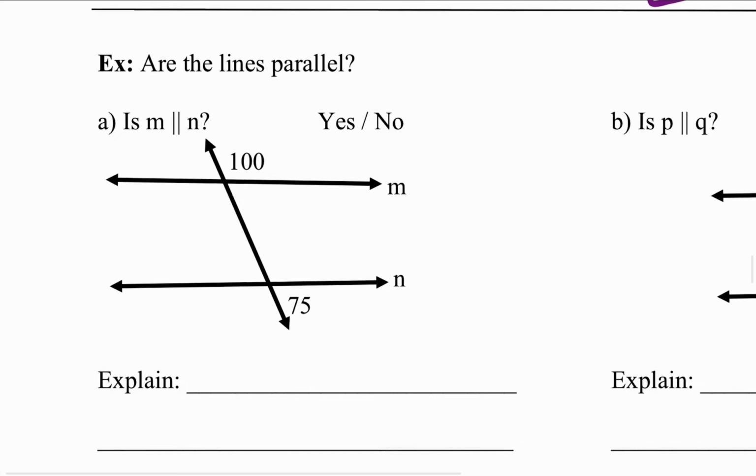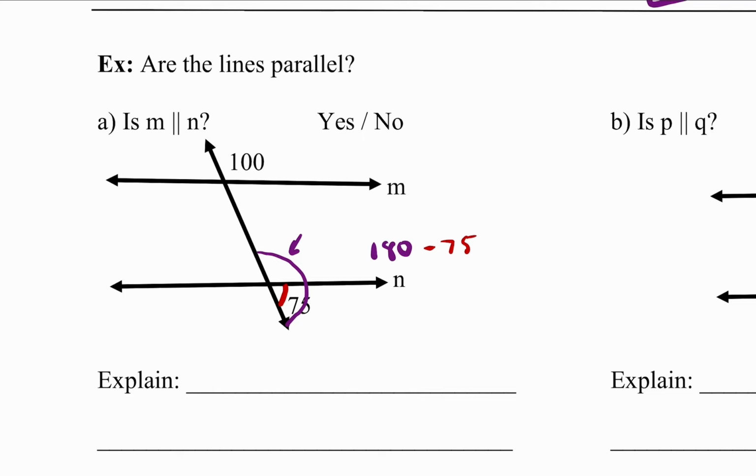Let's take a look here. Do we know that these are parallel lines? Yes or no? So we have a picture, we have some angles, and the question is can we say that these are going to be parallel or not? Now, this angle here is 75 degrees. It forms a straight angle, a linear pair with this angle right there. So I know that the two angles together need to equal 180. So if I take 180 minus 75, I'm going to get this unknown measurement, which is going to be 105.